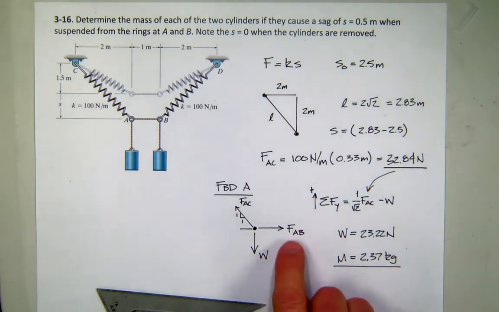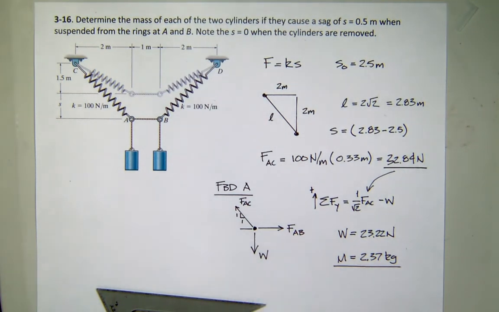Now, did I have to worry about AB? I did not. Now, if I wanted to know that, could I have solved for AB? Yes. I would just sum forces in the X direction. Because I already have the tension in the cable, remember, I already have this. So my two unknowns would be FAB and W, but the problem didn't ask me for that. Questions? No? Yes? All right.